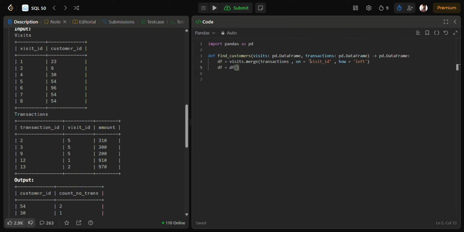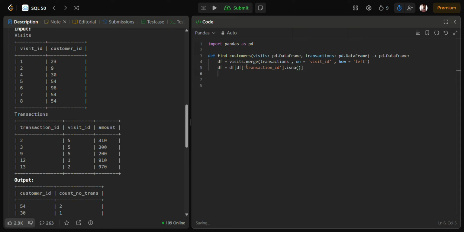Finally, we group the results by customer ID, and we count the number of such visits for each customer using groupby and size. This approach in Pandas mirrors what we did in SQL, but the advantage here is we can handle everything inside Python, which is great for analysis pipelines or Jupyter notebooks.